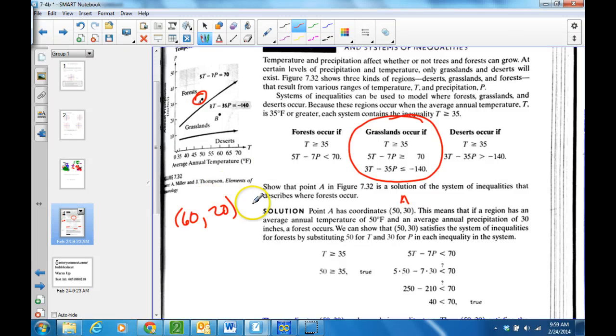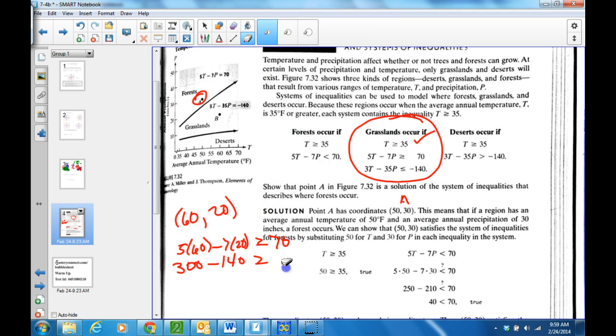First of all, right off the top, if I replace my t with 60, is 60 greater than 35? Yes, so that condition's already met. Let's replace these ones right here. We'll have 5 times 60 minus 7 times 20 is greater than 70. Well, 5 times 60 is 300 minus 140. Then I have 160. Is 160 greater than 70? Yes, so that condition has been met.